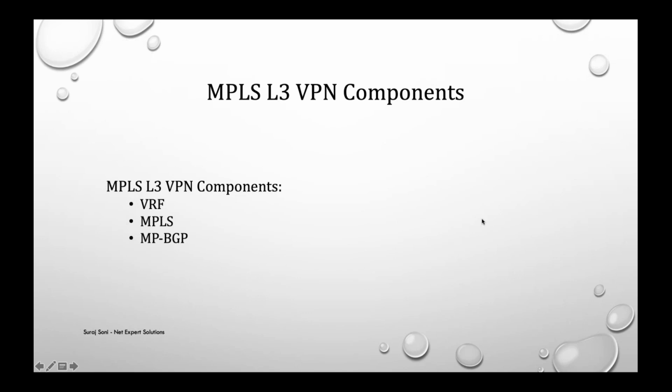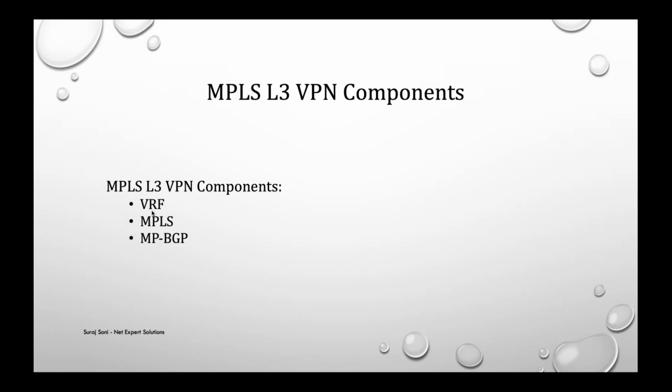So, what are the different components we are going to play around with? The different components are VRF, MPLS, and MPBGP. These are the three things which we need to set up our L3 VPN. VRF is virtual routing and forwarding. I already explained it to you. It will create a separate routing table for each and every customer.